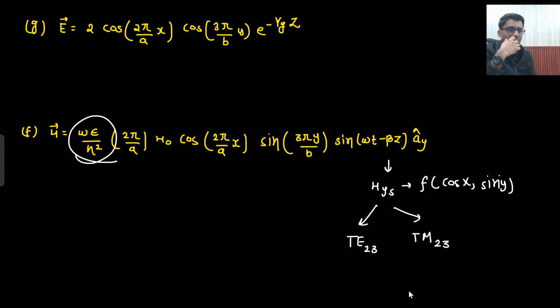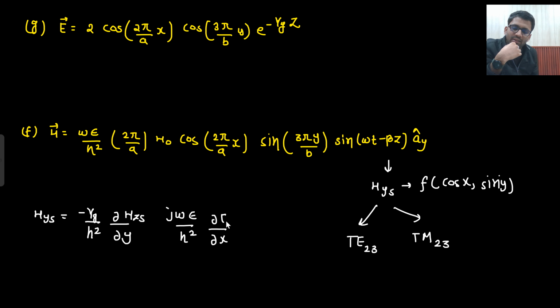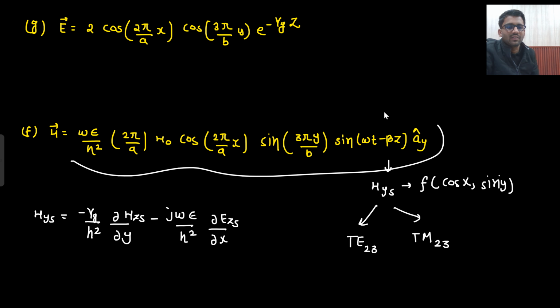Look at this. Omega epsilon upon h square. So if I write down the HYS expression, how do you write it down? Sir, minus gamma g upon h square, then del by del y, sir. Then here HZS would come. Then, sir, j omega epsilon upon h square, then del by del x EZS would come. About plus minus: Hx was positive, so this would be negative. So this is the expression of HYS, and this is given in front of you.